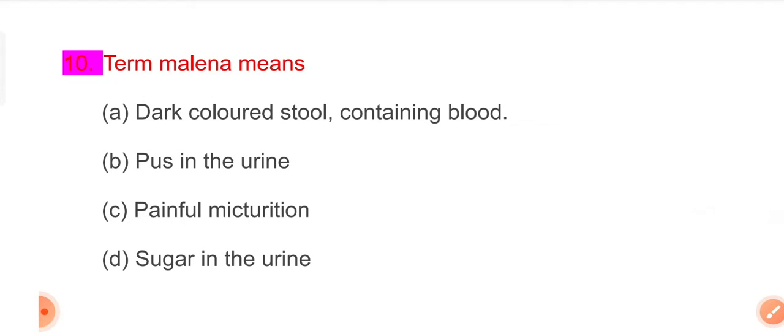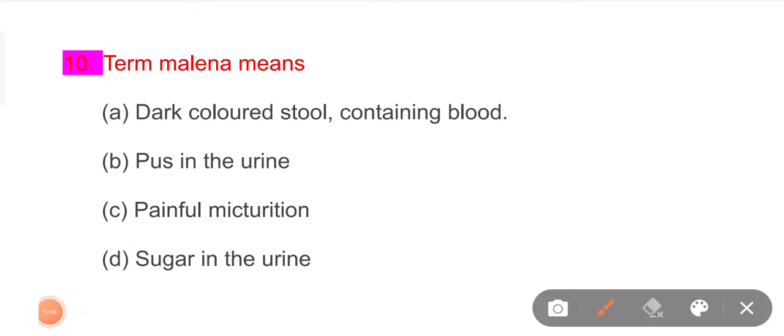The next question is, the term melena means. So what is the meaning of melena? The options are option A, dark colored stool containing blood, option B, pus in the urine, option C, painful micturition, option D, sugar in the urine. The right option is option A, that is dark colored stools which contain blood. Due to the presence of blood in the stools, the stool will be dark in color.